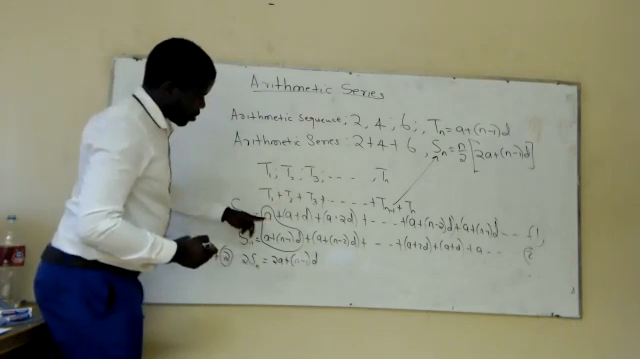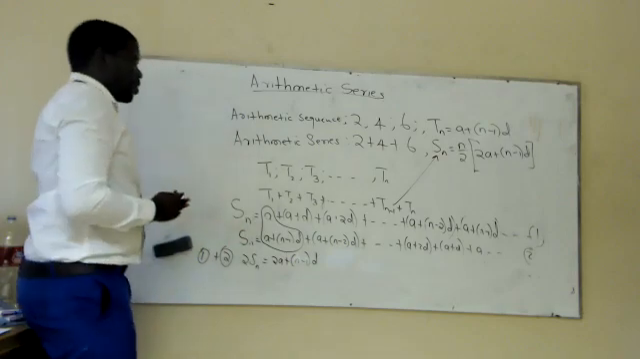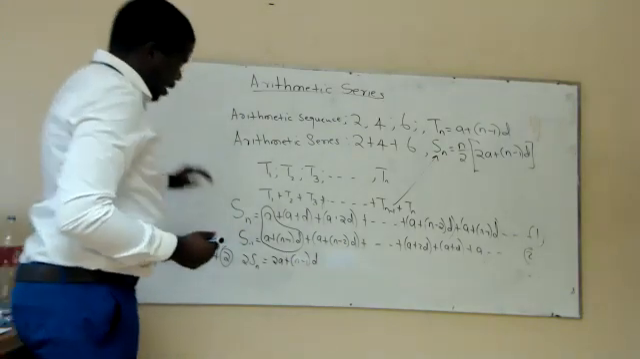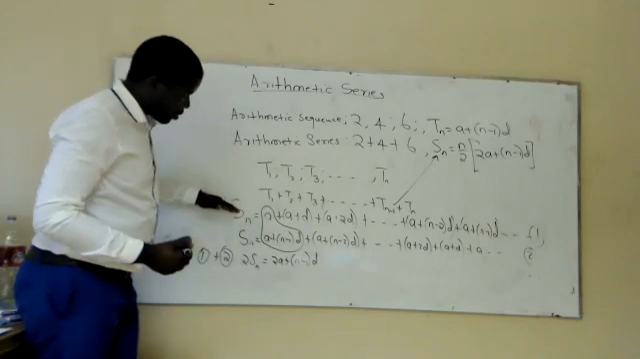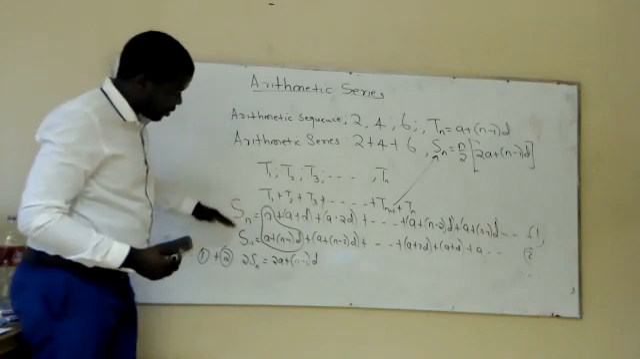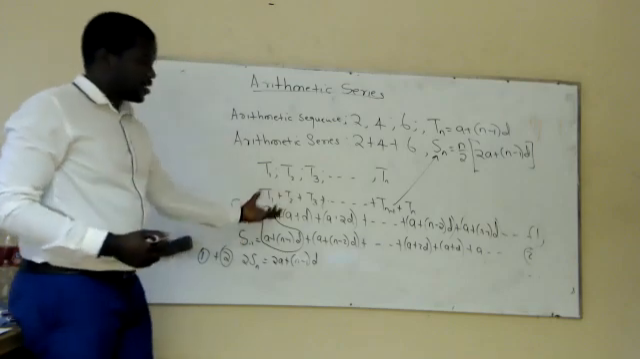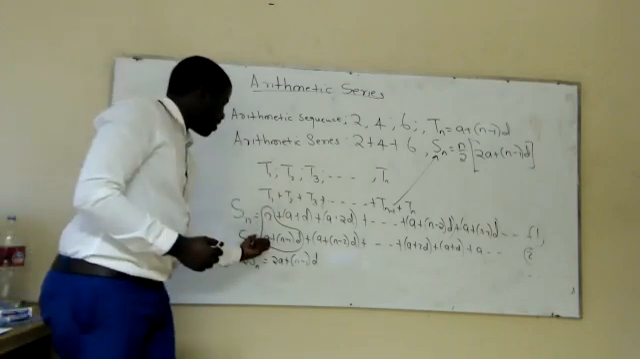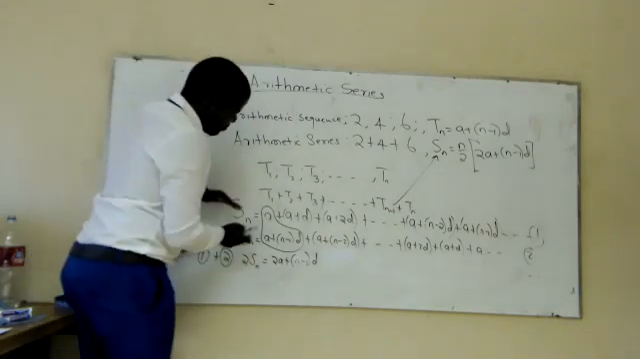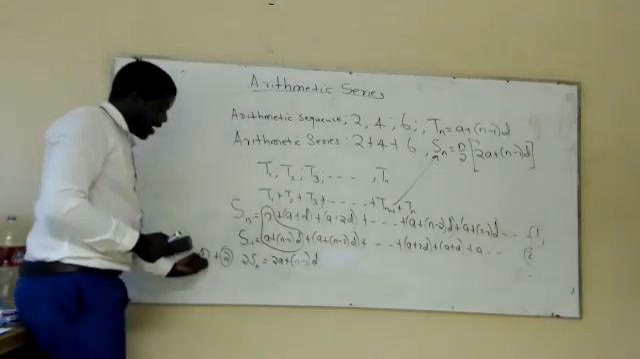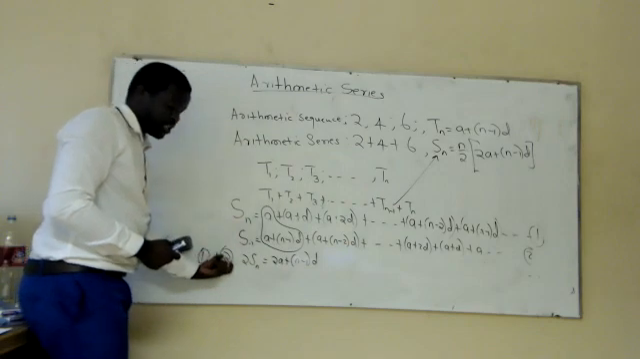I'm still confused. Okay, let me explain it in another way. Remember, the first sequence, I believe you saw how we get it. The second sequence, you just change the order. You start from the last term to the first term. So now, after having the two equations, we then add equation number 1 with equation number 2.